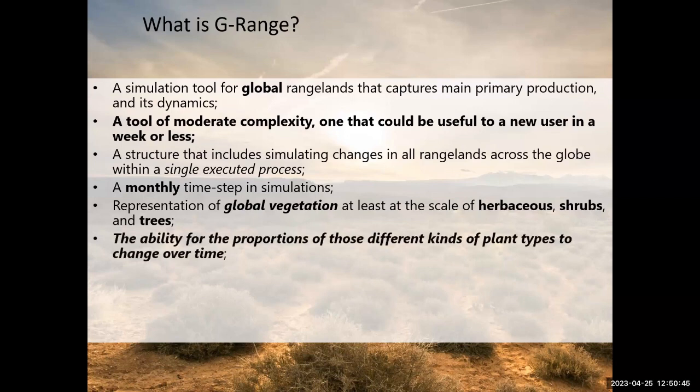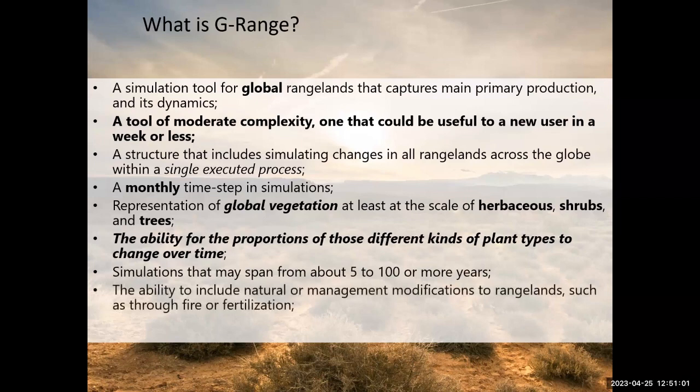The proportions still change over time, which is really nice. So you can have shrub encroachment, or the trees can slowly take over. Or if you have a lot of fire, you can keep the woody plants at bay. But the advantage of G-range is you can start to really run long simulations, and you can do it over huge areas.